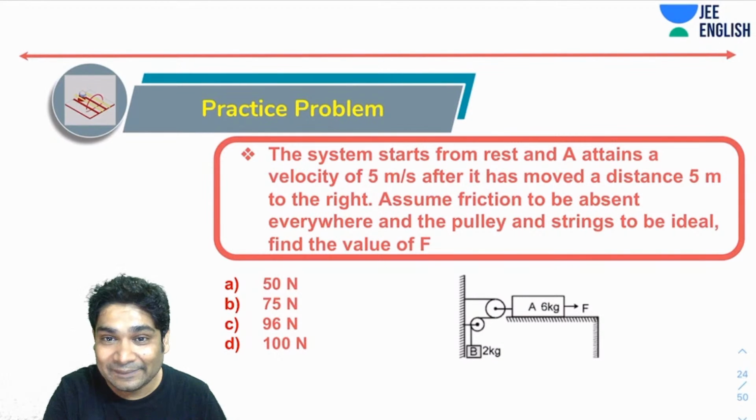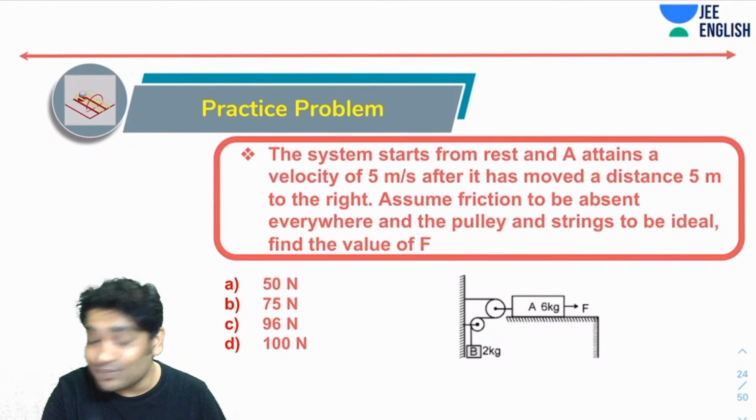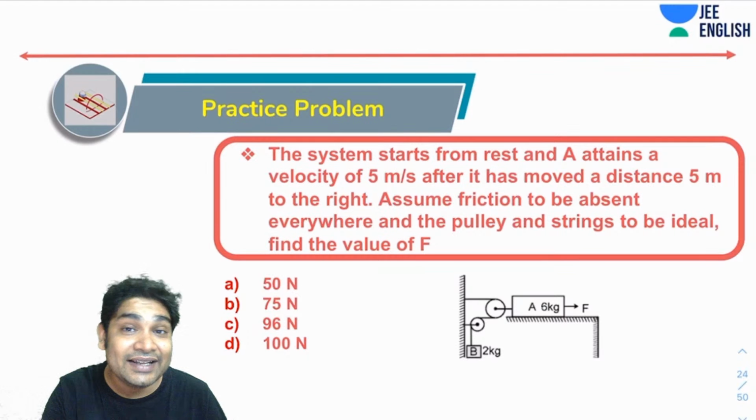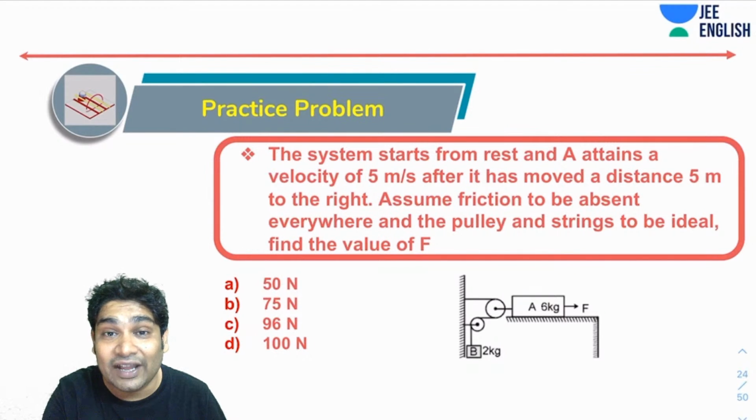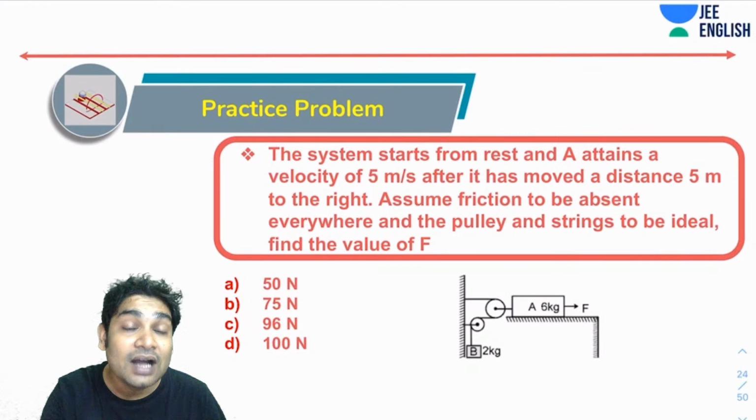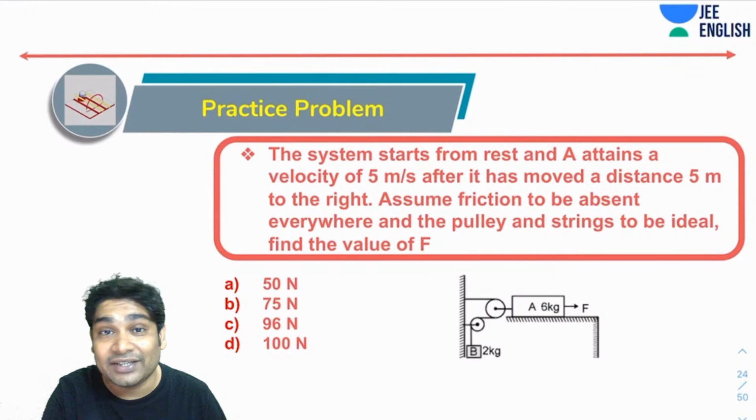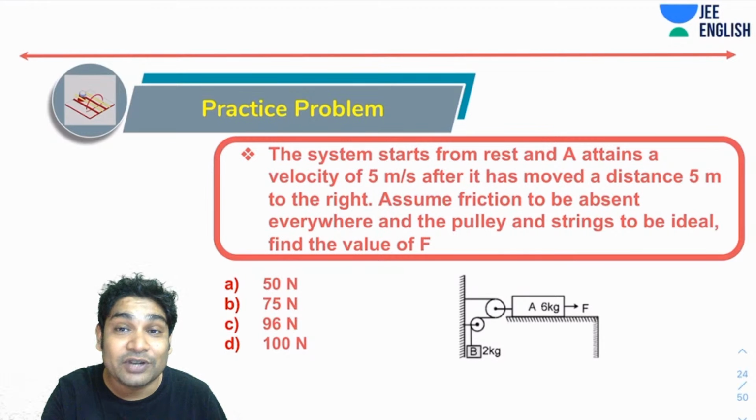It's okay. Here is another problem for you to try. It says a system starts from rest and A attains a velocity of 5 meter per second after it has moved a distance of 5 meter towards the right, assuming the arrangement to be frictionless everywhere and the pulley and the strings to be light. The value of the constant force F applied on A is. So why don't you guys try this?